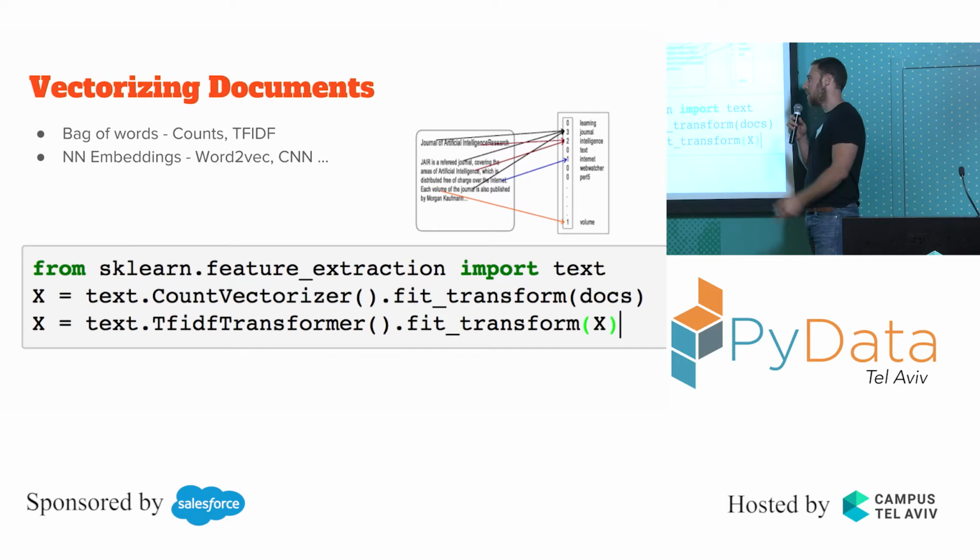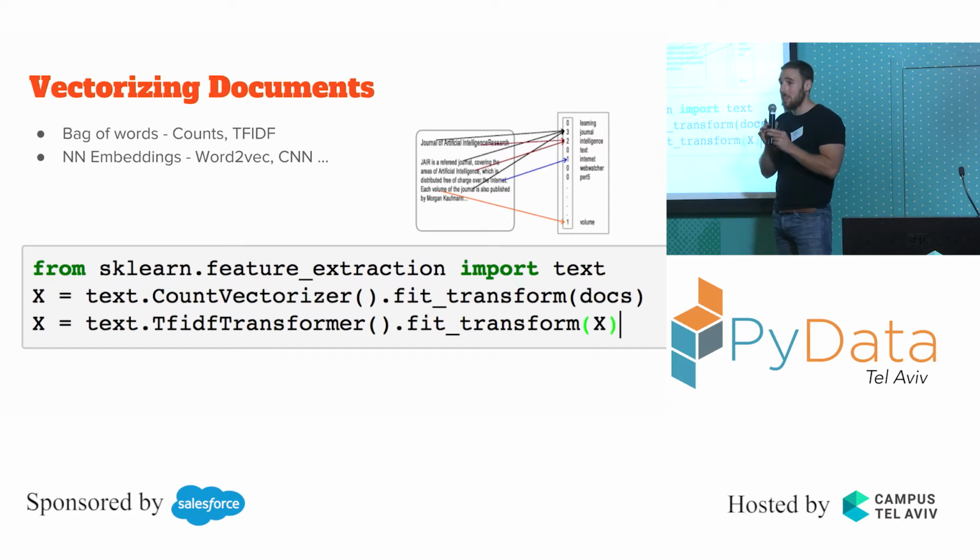This is a three-liner in SkLearn that does TF-IDF for you. If you only want the counts, then use the first two lines. Very easy, very straightforward.